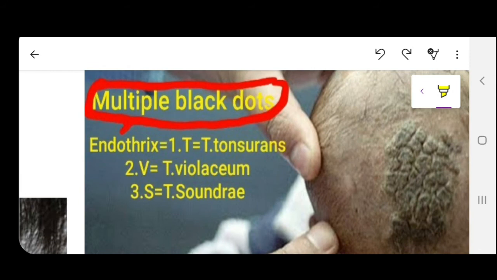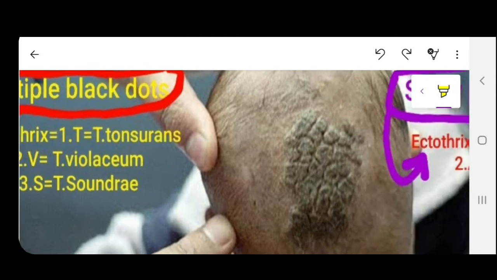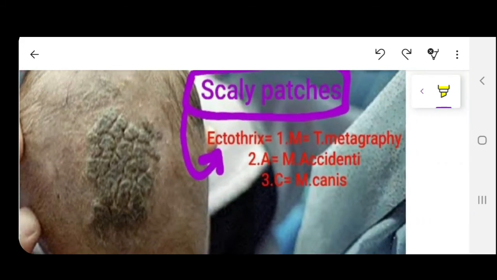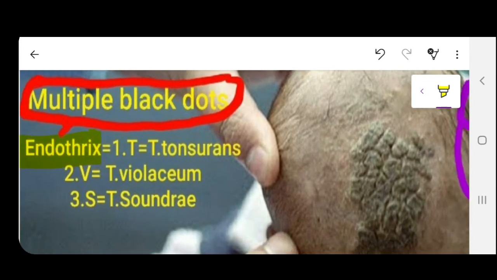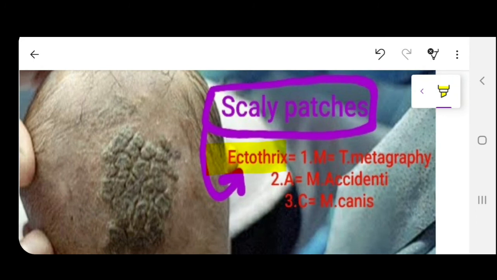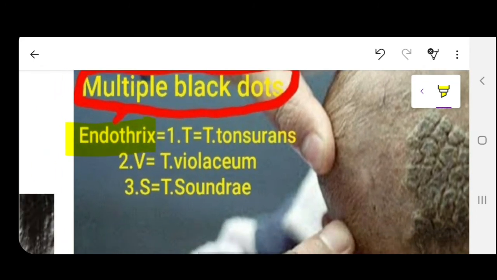Now guys, there are two types of hair invasion, in which the fungus can go inside the hair, or the fungus is on the outer side of the hair. That which goes inside is known as endothrix, and that which stays outside is ectothrix. So guys, endothrix, there are three fungi which can cause endothrix. We can learn them by T, V and S. So TVS: Trichophyton tonsurans, Trichophyton violaceum, and Trichophyton soudanense.